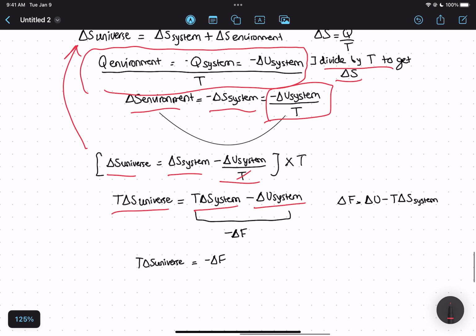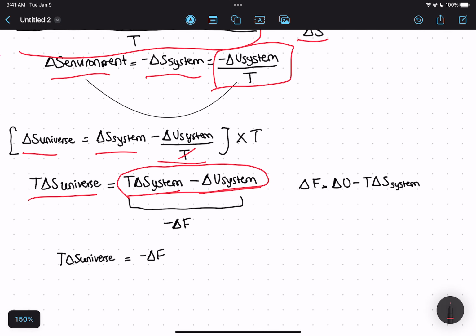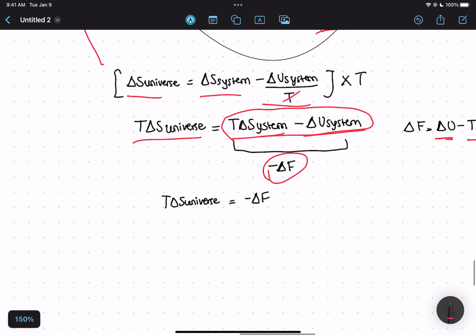What do you notice about this equation right here? Well, you should notice that it's the exact opposite of the Helmholtz free energy equation. Helmholtz free energy equation was delta U minus T delta S of the system. This is negative delta U plus T delta S of the system, right? So it's exactly negative delta F. So we can see here that T delta S universe is equal to negative delta F.